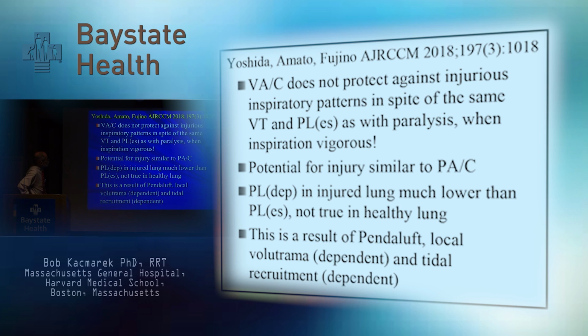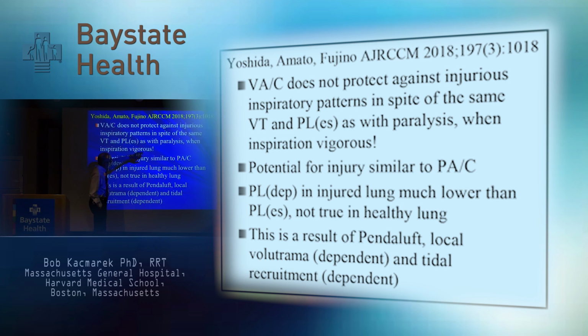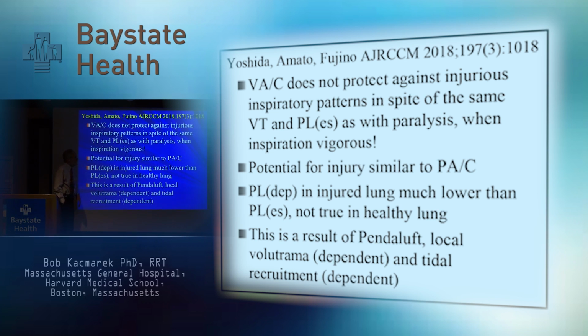So their conclusion was volume assist control does not protect against injurious ventilatory patterns in spite of the same tidal volume, and pleural pressure is different during paralysis as compared to during vigorous mechanical ventilation. And as I showed, there was a big difference between the dependent pleural pressure and the esophageal pleural pressure in the circumstances of consolidation, much different than what you would see in a healthy individual.